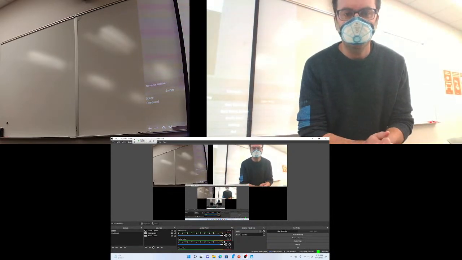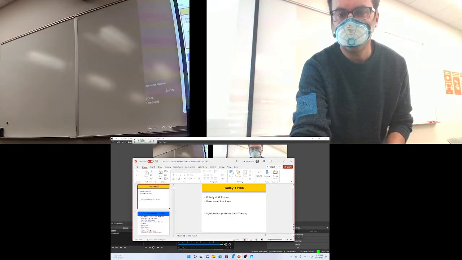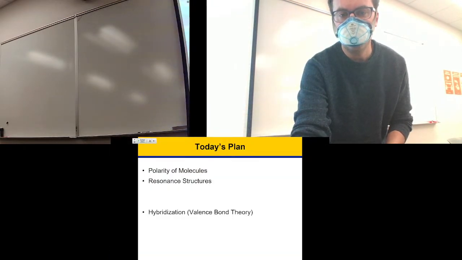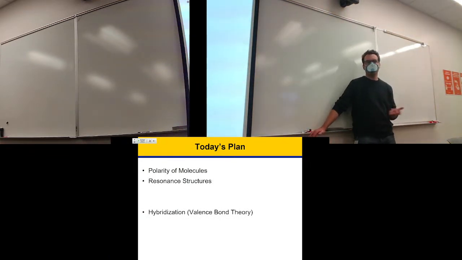All right, we have a quiz on Wednesday, and I am not going to put polarity on it because we're going to finish up polarity today. So it's really just going to be about drawing Lewis structures and figuring out the shapes. That's all I'm going to make it about, okay?